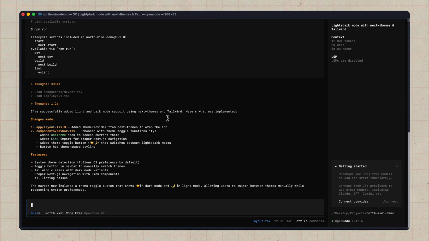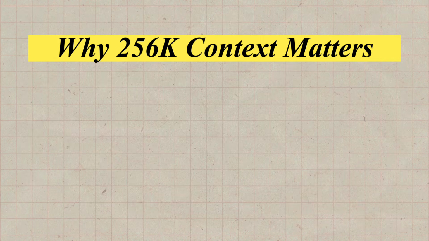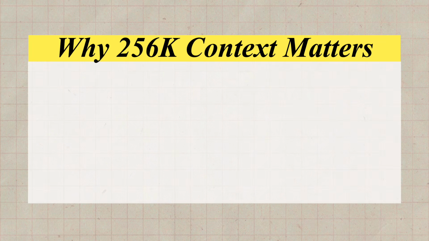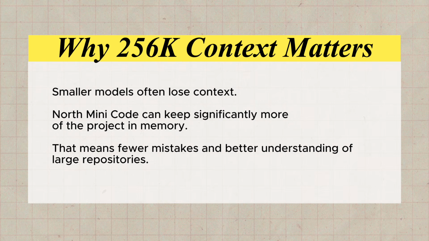One thing I really like about North Mini Code is its 256K context window. Imagine working on large Next.js applications, SaaS products, monorepos, enterprise codebases. Smaller models often lose context. North Mini Code can keep significantly more of the project in memory. That means fewer mistakes and better understanding of large repositories.